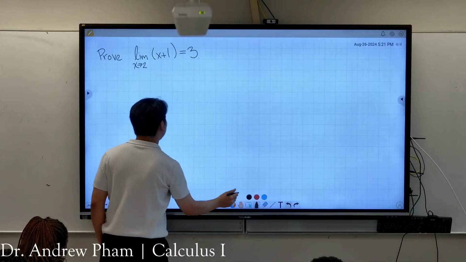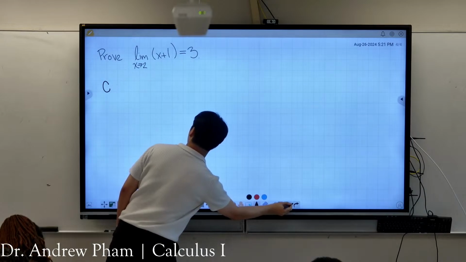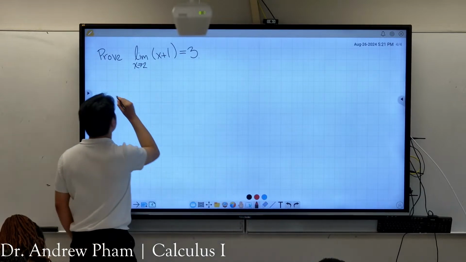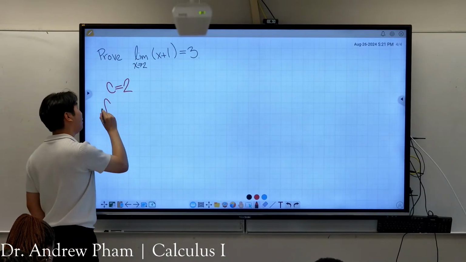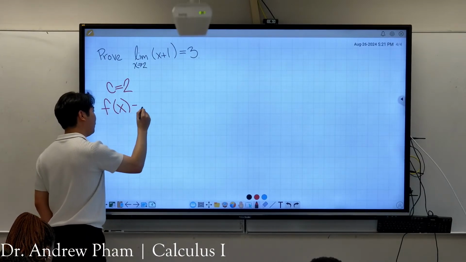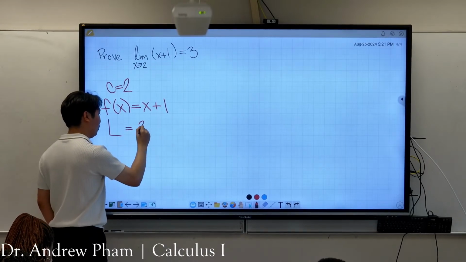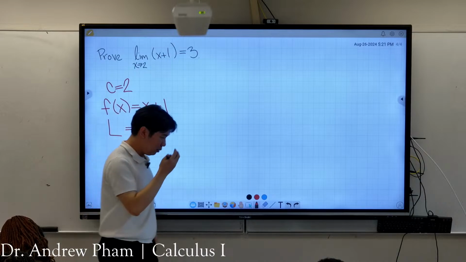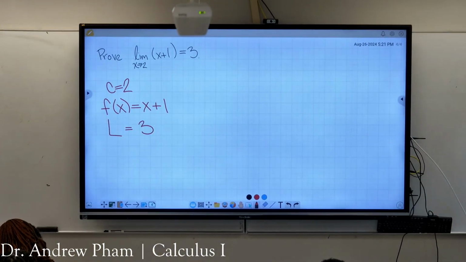I'm going to do a lot of scratch work for here. Let me use red. C is equal to 2. What's my function? X plus 1. What's my L value? 3. All right, so let's try putting all three of those, C, L, and f of x, into my definition as needed.